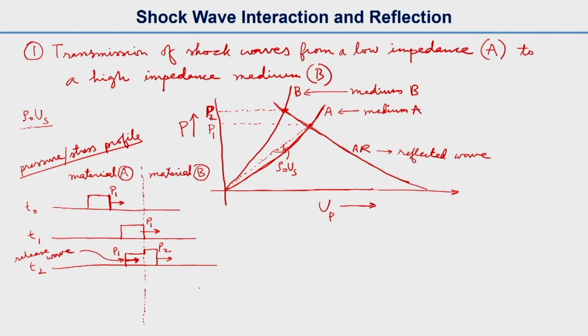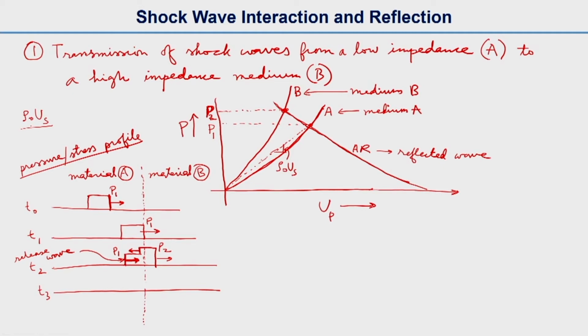And so at time T3, what will happen is, this wave, so better we will redraw this part a little bit. Why I have redrawn is because I did not show the reflected wave from the interface, so I will show you. There will be a wave which will reflect back from the interface, and that will also maintain a pressure P2. That wave, reflected back from the interface of the low and high impedance medium, will interact with the release wave which I have shown earlier.